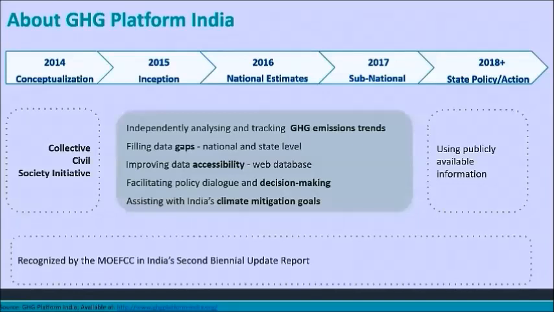In terms of data, we are attempting to address gaps in greenhouse gas data availability at the national and subnational level, and also make data more accessible by making it available on a single platform. Our objective, ultimately, is to help inform policy dialogue and decision-making. Our efforts in doing so were recently recognized by the MOEFCC in India's second biennial update report to the UNFCCC.